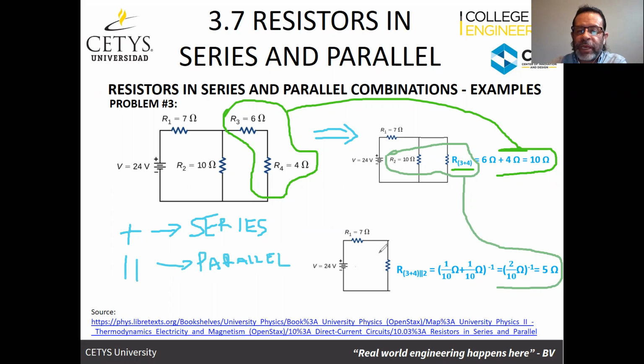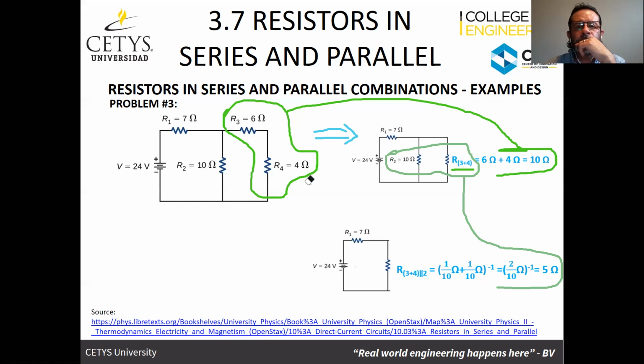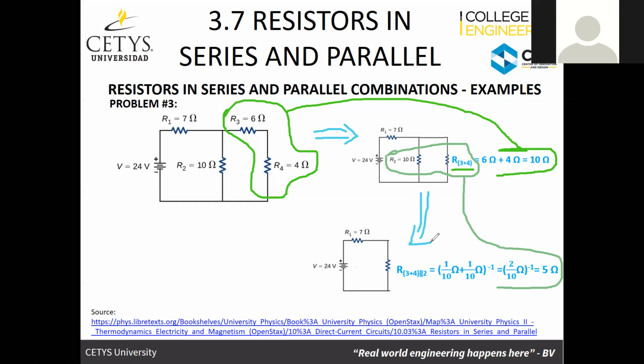And so now this combination that we have here, which is 3 plus 4 in parallel with the resistor 2, gives us 5 ohms. Okay. Now, what could be the next step here? Can somebody tell me what we could do next? Another series. Correct, JC. The series would be between who and who? Resistor 1 and the remaining one. Perfect, correct, JC. Well done.